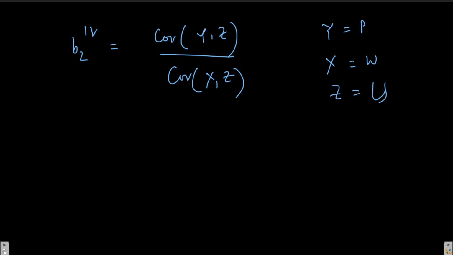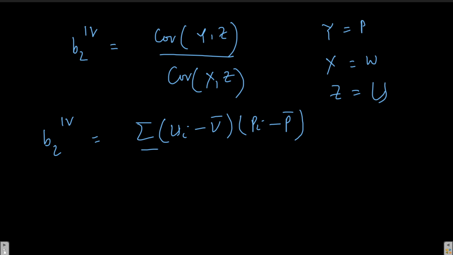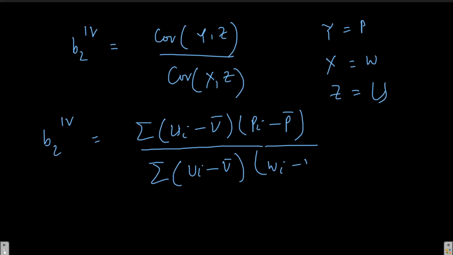All right. Now, if I use this formula and expand it, what I'll get is B2 IV equal to the summation of (Ui minus U bar) into (Pi minus P bar), divided by the summation of (Ui minus U bar), where these are all capital U, the unemployment rate, and then (Wi minus W bar).